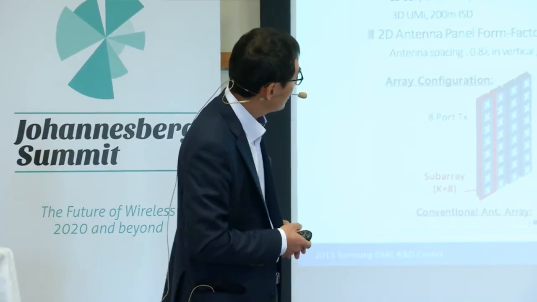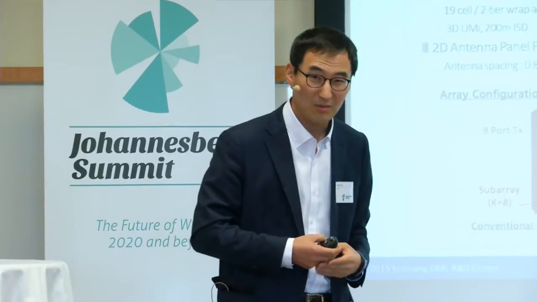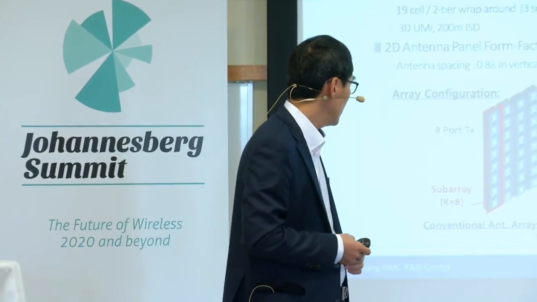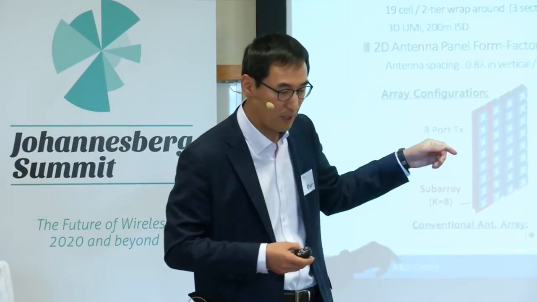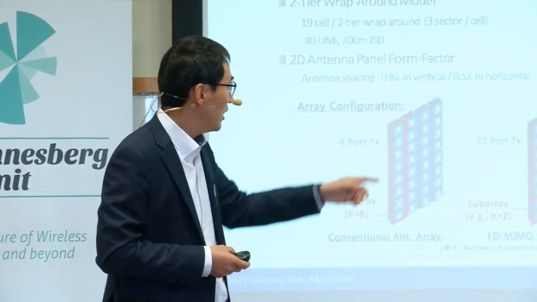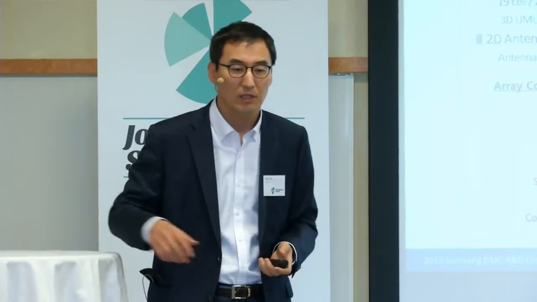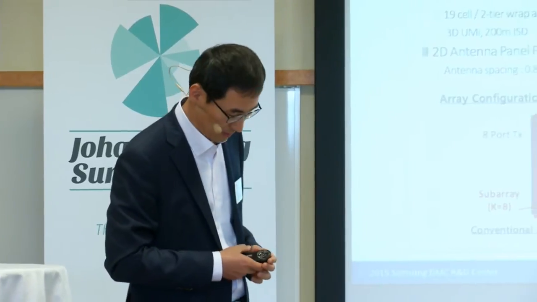So this is the simulation result. I'm sure that you have been seeing similar simulation results elsewhere. What we are actually doing is basically this 8x4 by 2, so it's 64 elements. And as you can see on the right-hand side, the comparison between the existing multi-user MIMO with 8 transmission antennas and utilizing 64 ports seems to be a 2 to 3 times capacity improvement in the cell. But multi-antenna technologies like FD-MIMO for lower frequency are mainly for increasing the system throughput, right? It's not really increasing your end user's throughput, okay?